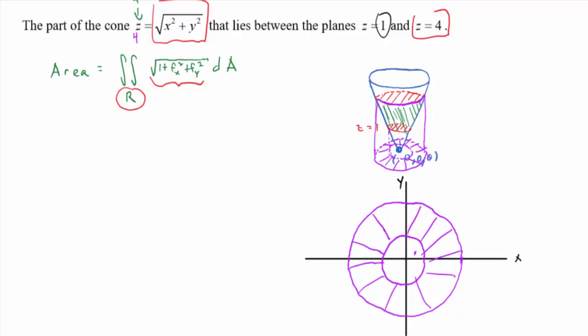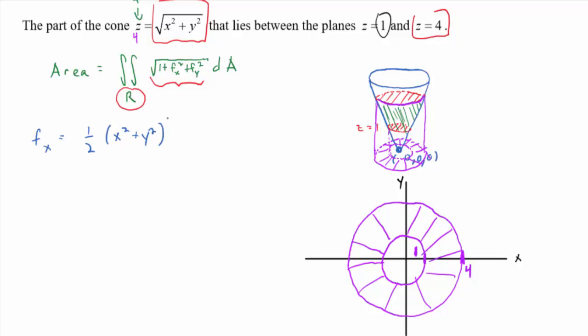All right, so now I think we're in business here. Remember, this radius is out a distance of 4 right here, and this is out a distance of 1 right there. Okay, let's go ahead and find the partial with respect to x. So what's that going to be? 1/2 gets you started. 1/2 times x over the square root of x squared plus y squared.